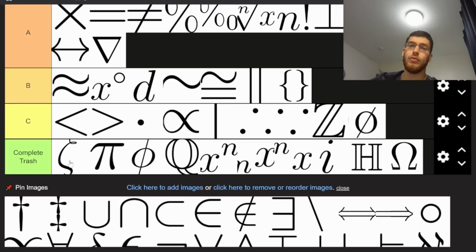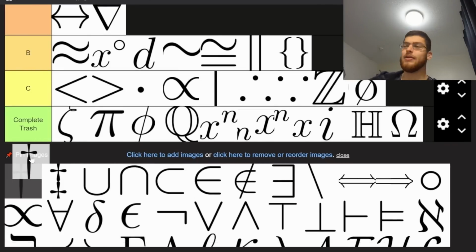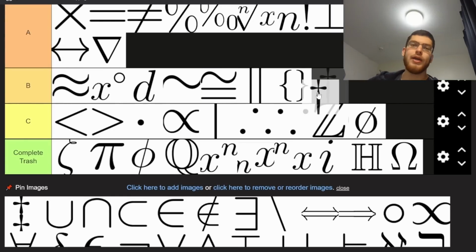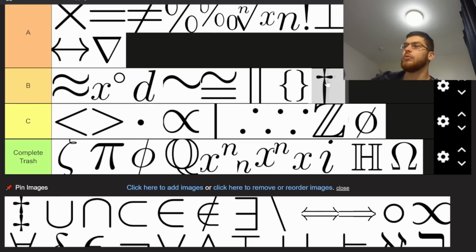Okay, this is like horrible. Who made that dagger symbol? It looks cool. Okay, come on, it's a dagger. You know, it looks cool as hell. So it's got to not be in trash. But like, again, why is this the dagger symbol? Why does the dagger symbol mean the conjugate transposed? Like, who decided that the dagger symbol was going to do that? You know, it doesn't make sense to me. I mean, it kind of looks like a T for transposed, but other than that, I'm putting B tier. I mean, just because it's a dagger, it looks cool.